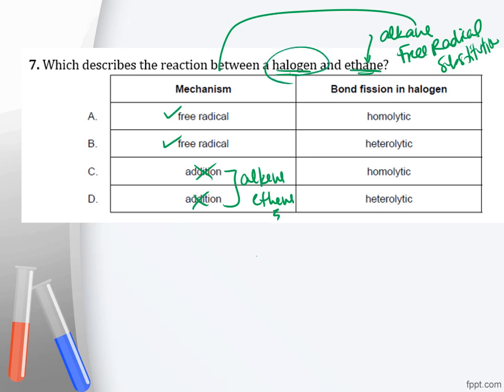That halogen, for example, I could have chlorine, needs to go through some UV radiation and turn into 2 chlorine free radicals. We call this homolytic fission because I need there to be unpaired electrons on each of those chlorine atoms. So homolytic fission, not heterolytic fission, free radical substitution. Our answer is A. One more question.